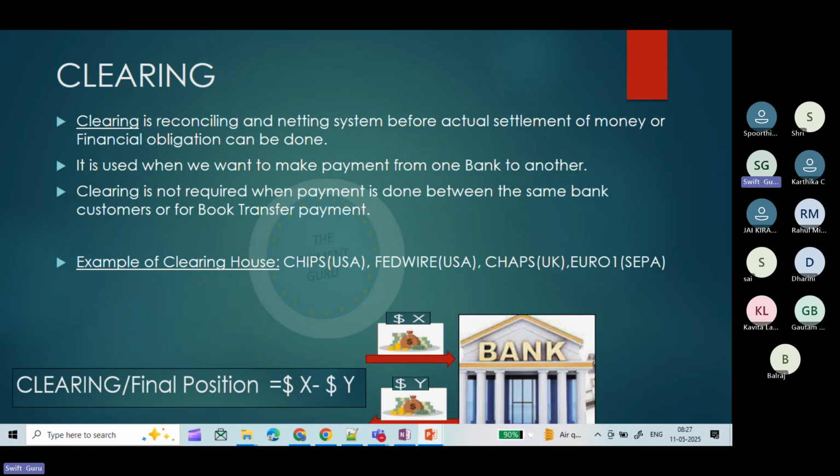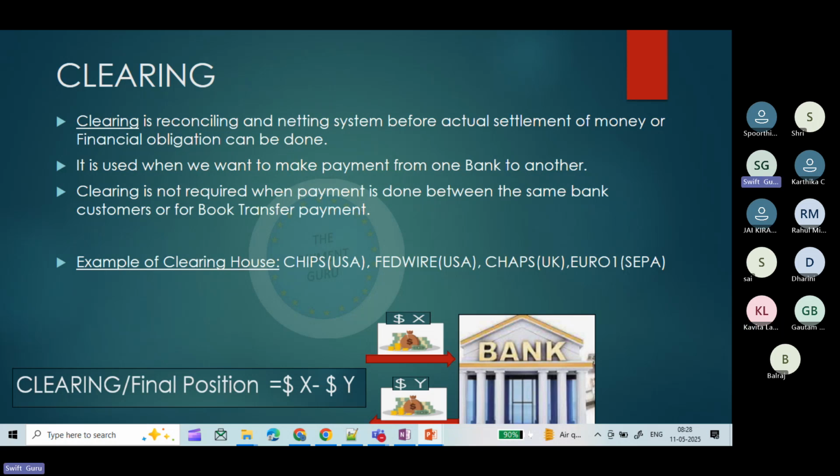Right now, the existing one, we call it Swift MT, ISO 15 or 22. The one we are migrating into is ISO 20022, which is an MX-based message, XML-based messages. Excellent. Okay. Got it.